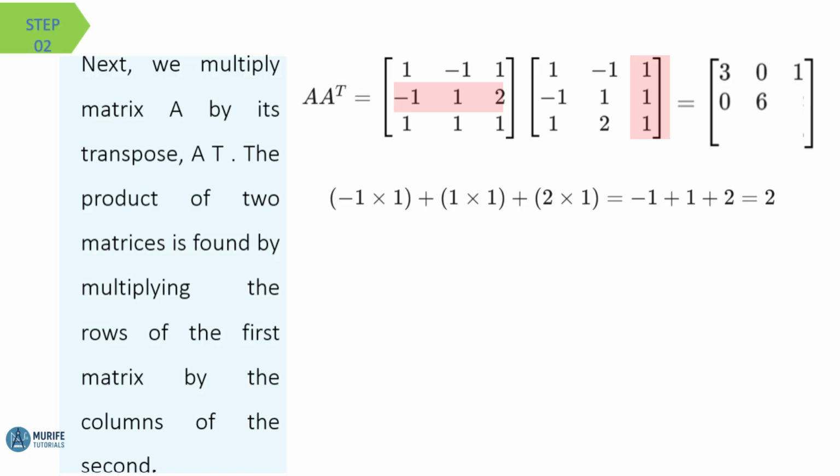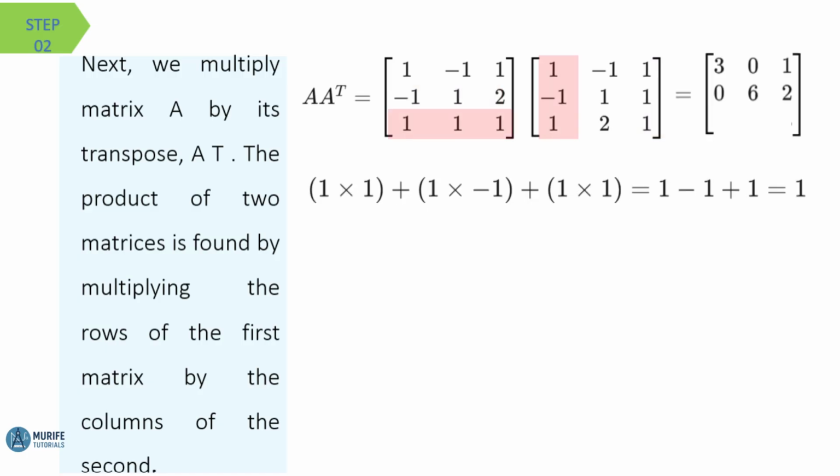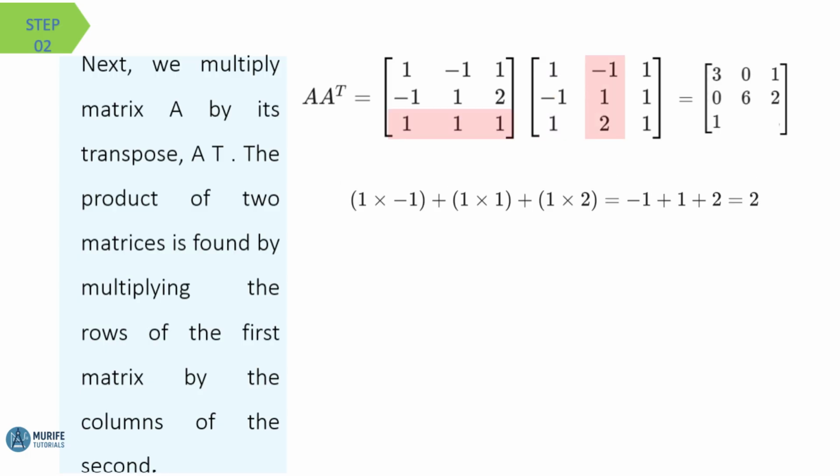Next, negative 1 times 1 plus 1 times 1 plus 2 times 1, which gives a total of 2. Next, 1 times 1 plus 1 times negative 1 plus 1 times 1, which gives a total of 1. Next, 1 times negative 1 plus 1 times 1 plus 1 times 2, which gives a total of 2.